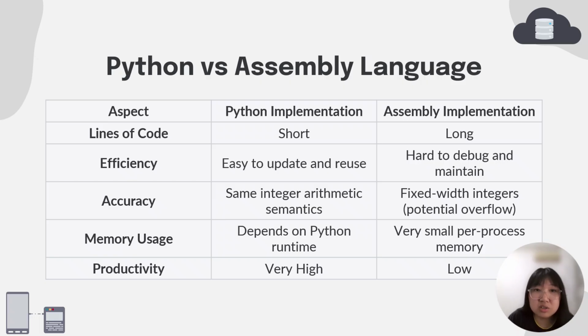For accuracy, both languages give the correct answer, but assembly needs manual overflow handling. For memory usage, Python uses more memory because of the interpreter, and assembly is extremely lightweight. For developer productivity, of course, Python is much faster to write, and assembly language needs more time to write. So this is a clear comparison of Python and assembly language.